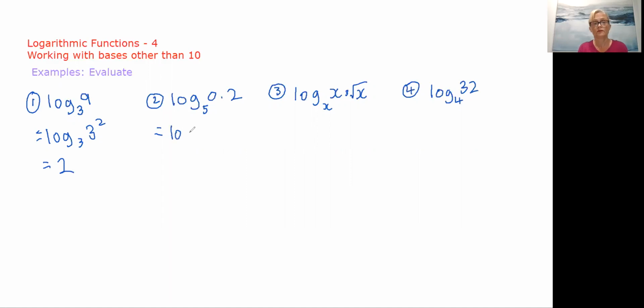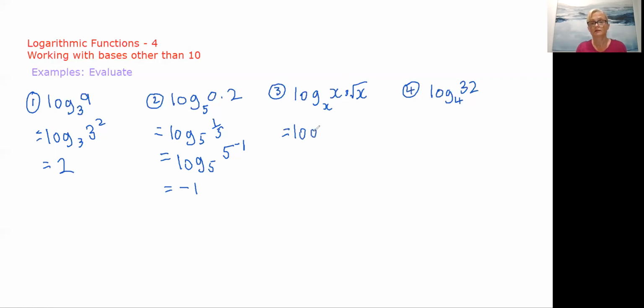0.2, well that's 1/5, isn't it? Now, how do I write 1/5 as 5 to the something? Remember our negative indices? Negative indices give you the reciprocal. So this is 5 to the -1. So this answer here will be -1. What do I raise 5 to give me 5 to the -1? The answer is -1.